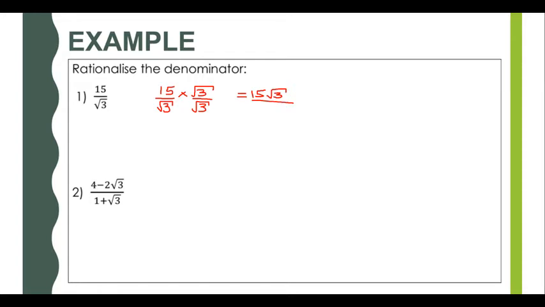If we multiply the top, we simply get 15 root 3. And on the bottom we get root 3 multiplied by root 3, which gives us root 9. And we know that root 9 is just 3. If we multiply a surd by itself, then we always just get the number inside the surd. In this case, we've got 3. We can now simplify this further. 15 divided by 3 is just 5, so we end up with 5 root 3.